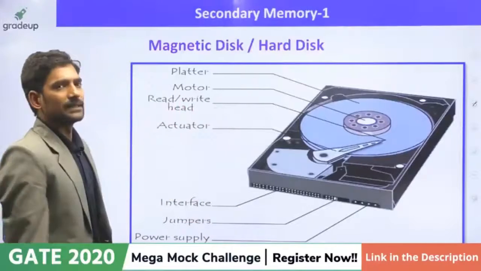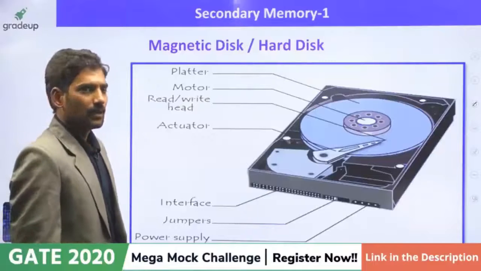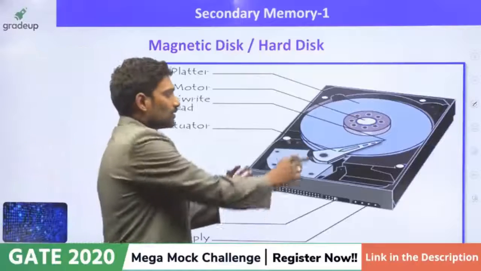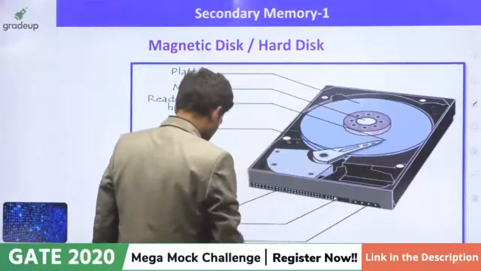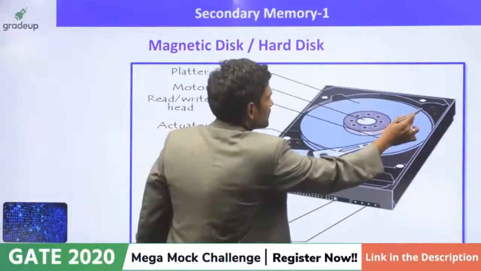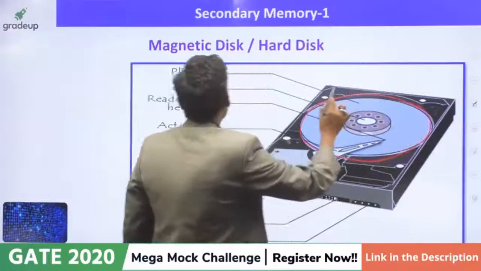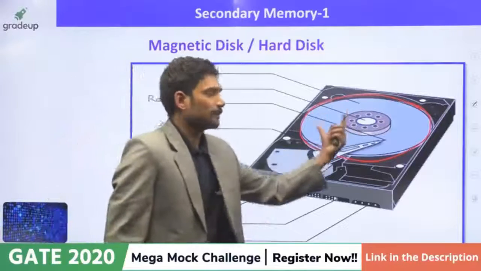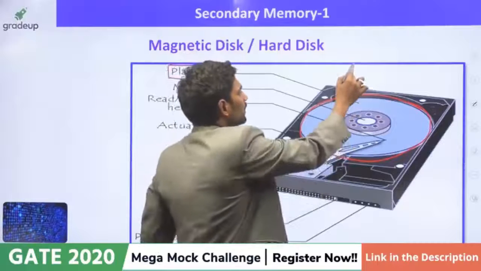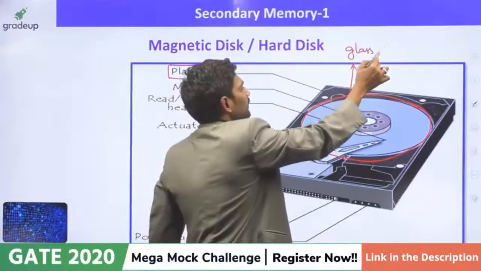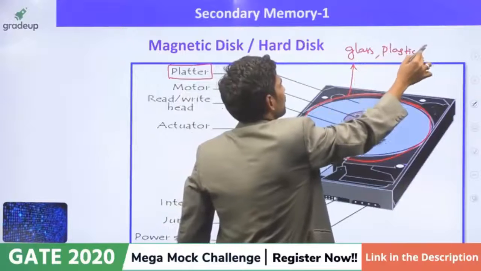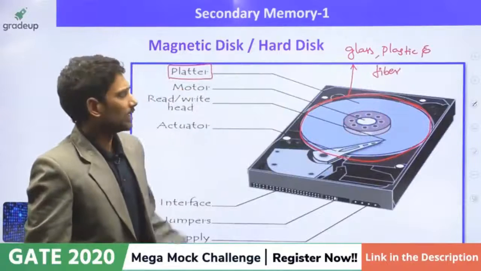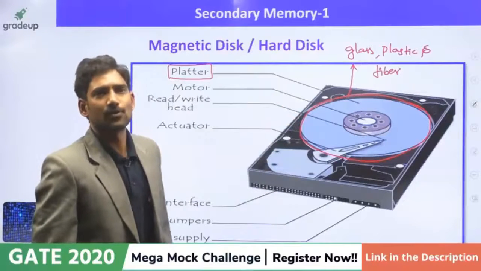If you see the magnetic disk or hard disk here, the inner layout of a hard disk looks like this. This circular plate is what we call a platter. So inside the hard disk, we have a circular plate called a platter. It is made up of glass, plastic and fiber material mixed in certain proportions, and this circular plate gets formed.